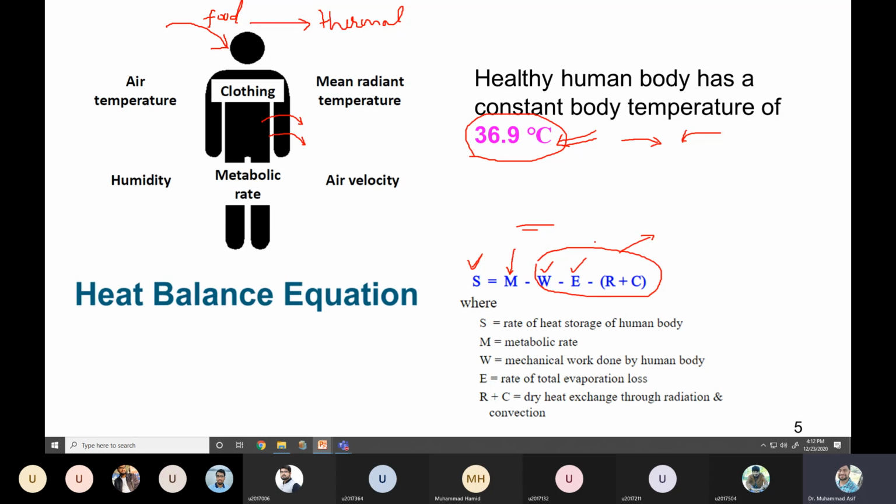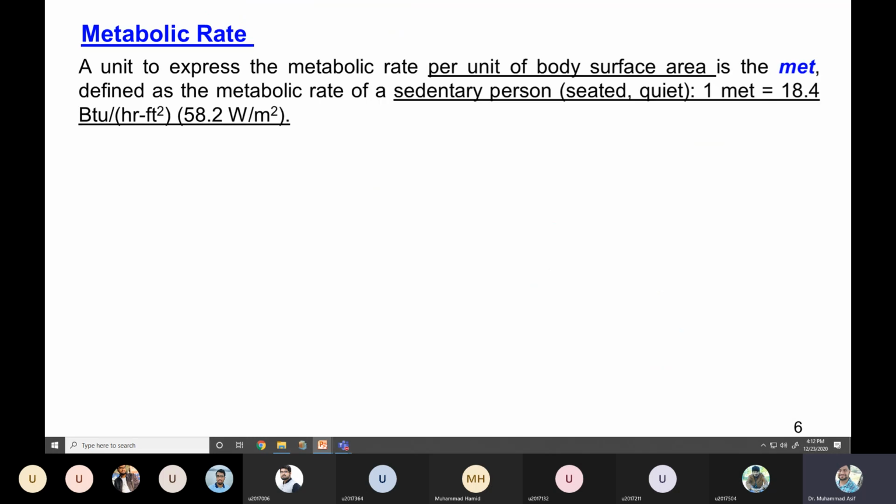For example, the first term is metabolic rate. What is the metabolic rate? Metabolic rate is expressed in a unit per unit of body surface area, called MET. MET is a unit that represents the metabolic rate, and we can define it as the metabolic rate of a sedentary person, who is seated and quiet: 1 MET is equal to 18.4 BTU per hour per square foot. In other words, a heat of 58.2 watt per square meter of the surface area of the human body is equal to 1 MET.